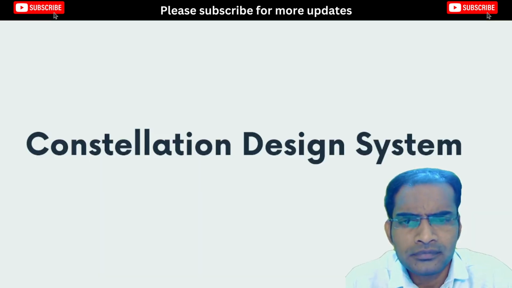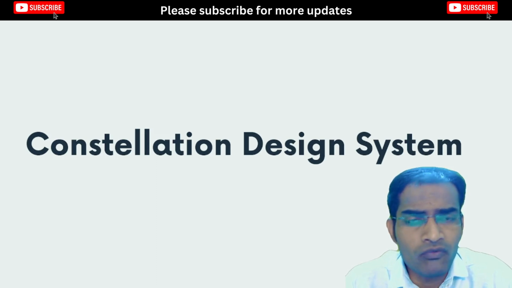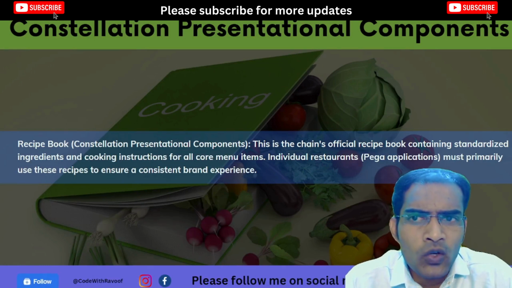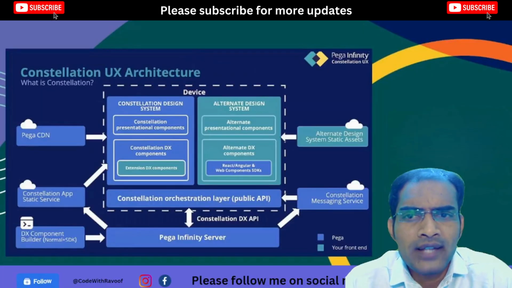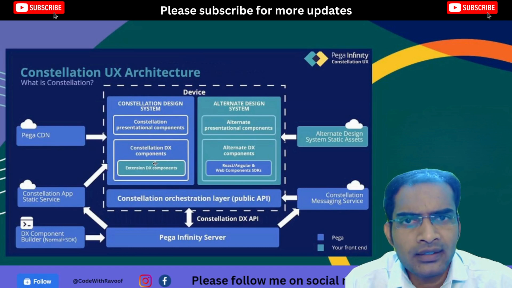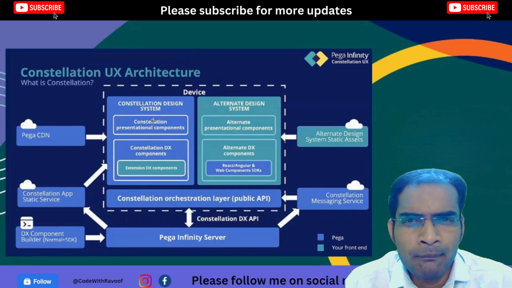In this we have the Constellation design system. What are the elements we have? First of all, we have the Constellation presentational components, the first element we will go through. Later we have the Constellation DX components, followed by the extended DX components. This is the traditional, OOTB setup.